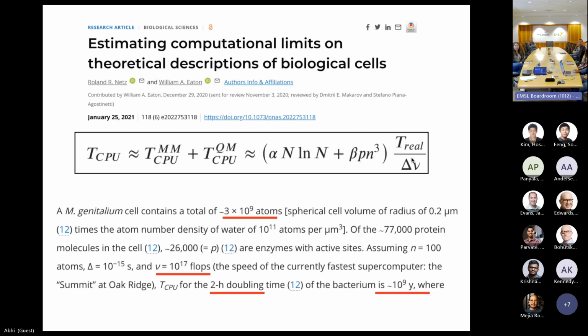And V is the number of flops of your fastest computer available today, which is 10 to the power 17 flops. Now that has become 10 to the power 19 with exascale computers. So if you plug all of these things in, let's say you want to simulate an entire cell, roughly a billion atoms, and you want to simulate the process of a cell doubling itself.